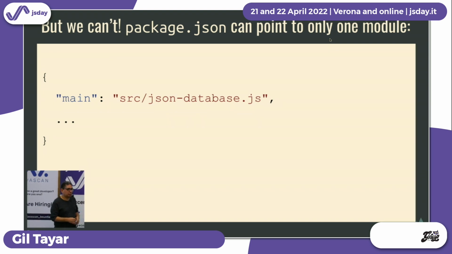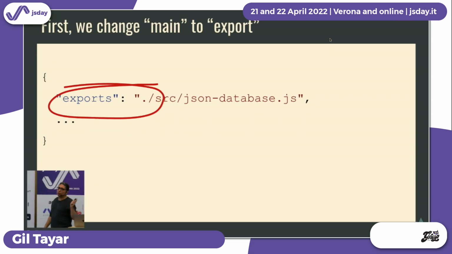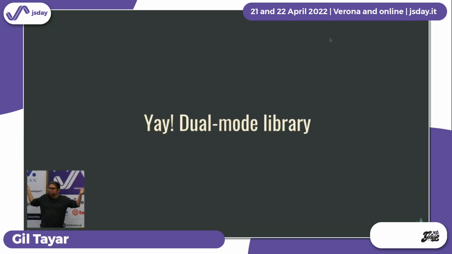But I can't, because the main in the package JSON, which points to the entry point of my package, there can be only one main. You can't have two. Yes, you can. If you change the main to exports, this is a new ESM CJS feature in Node.js. First of all, you change it, nothing changes, it works. But instead of just giving one, you can say, if you're using require, this is the entry point. If you're using import, that is the entry point. It's called conditional exports. And yay, dual mode library.